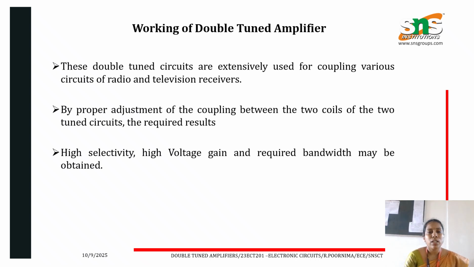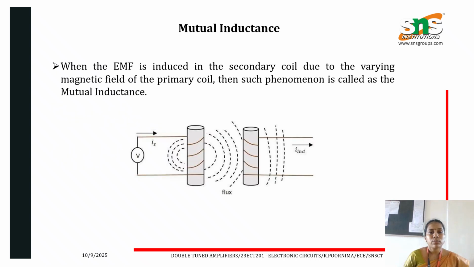By adjusting the coupling between the two coils L1 and L2, we can get high selectivity, high voltage gain and the required bandwidth. So this provides high selectivity, and also the required bandwidth can be achieved.